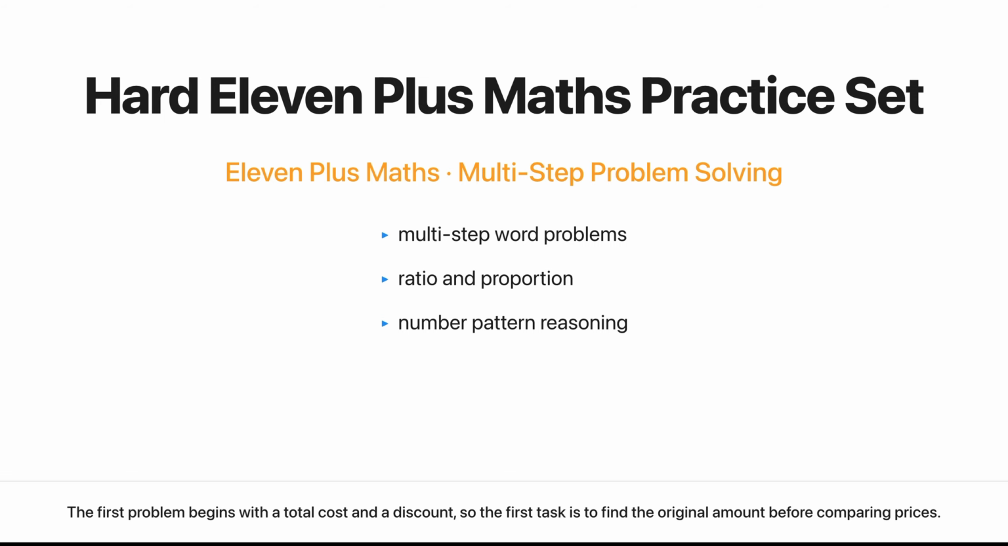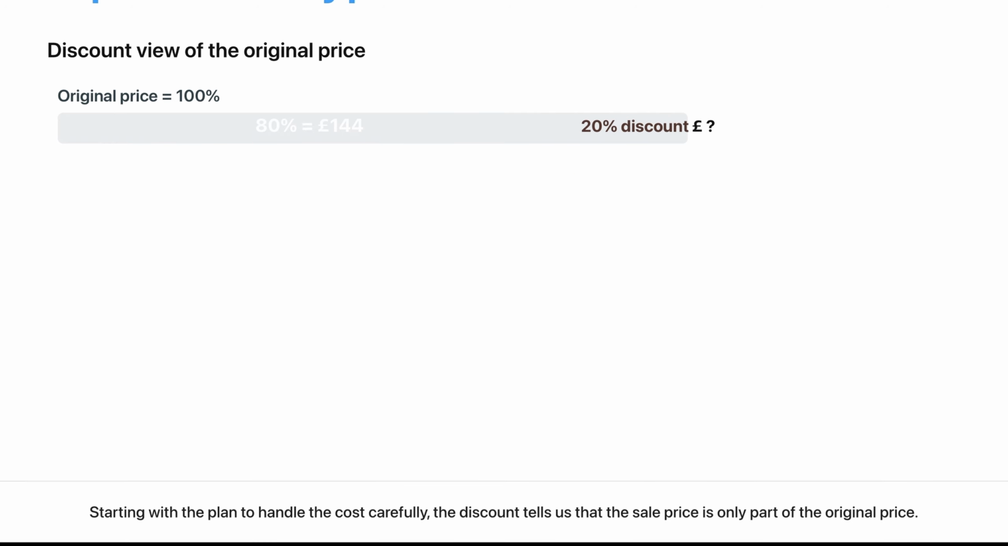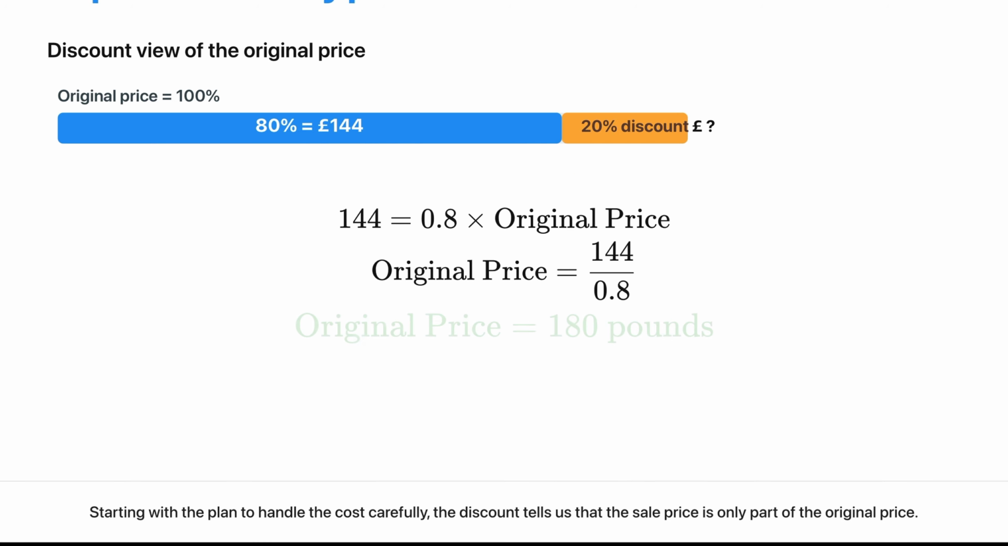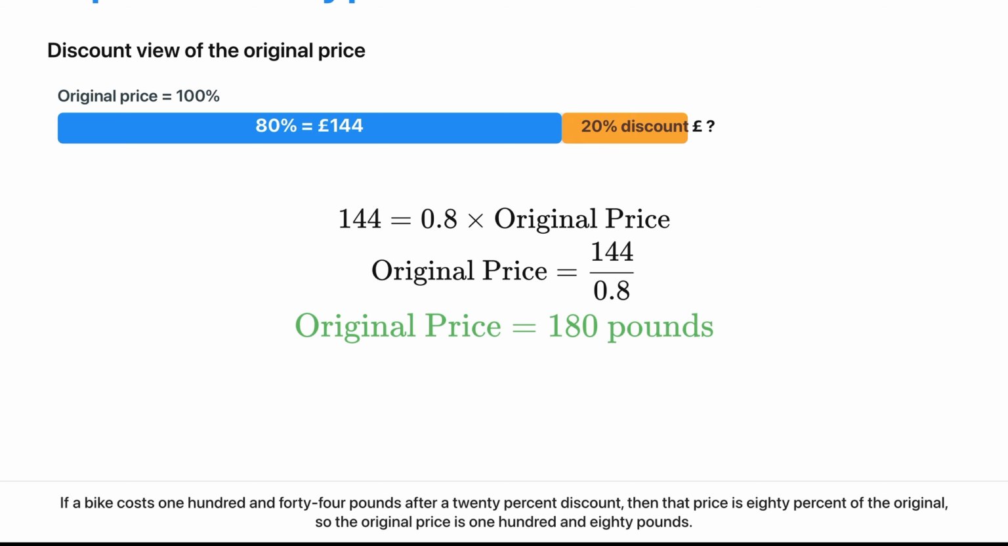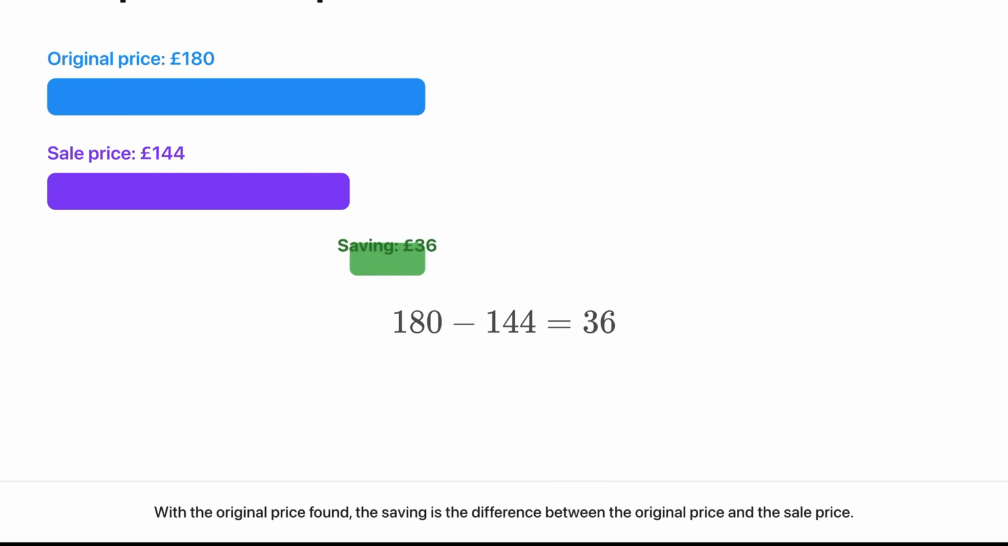The first problem begins with a total cost and a discount, so the first task is to find the original amount before comparing prices. Starting with the plan to handle the cost carefully, the discount tells us that the sale price is only part of the original price. If a bike costs £144 after a 20% discount, then that price is 80% of the original, so the original price is £180. With the original price found, the saving is the difference between the original price and the sale price. £180 minus £144 gives a saving of £36.